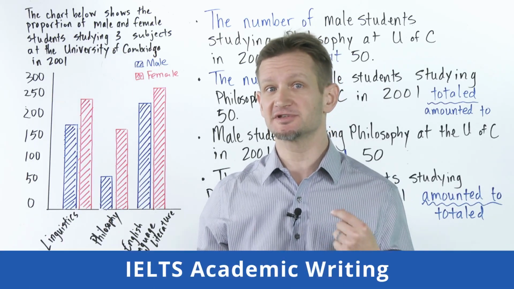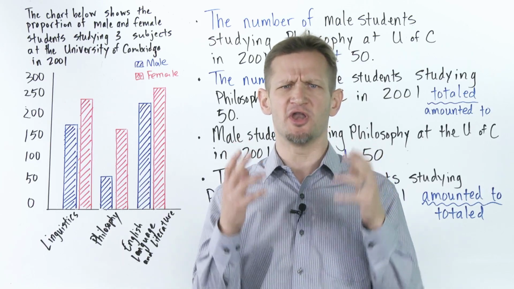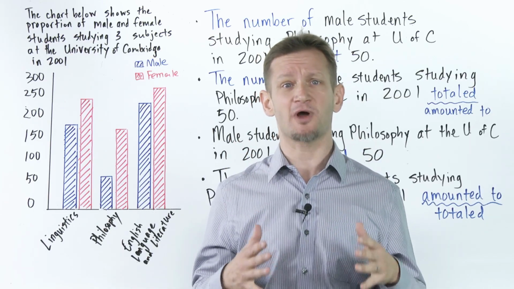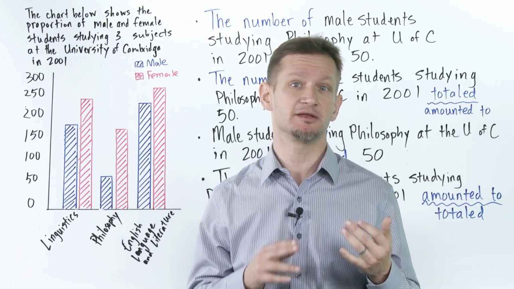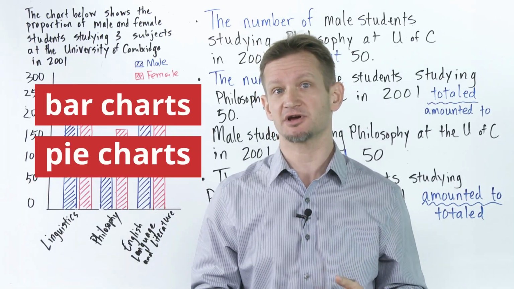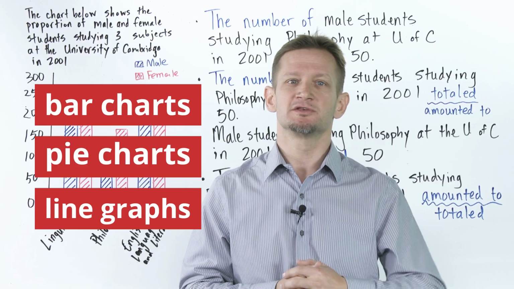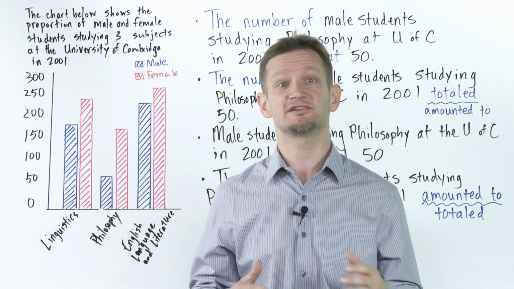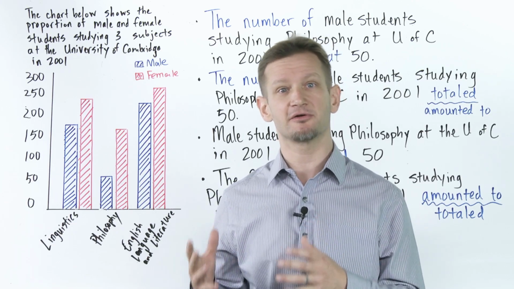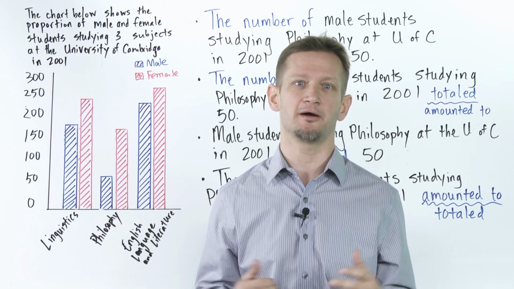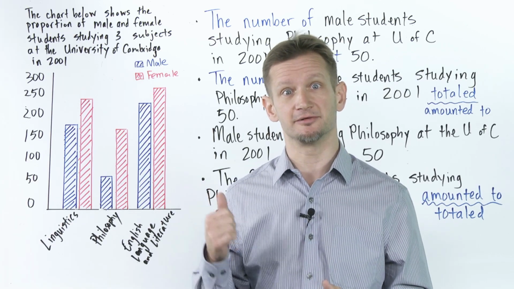In this first video today, we're going to talk about how to talk about numbers. In Academic Writing Task 1, you're going to have to interpret data that you're going to see in bar charts, pie charts, line graphs. So we're going to give you today some different ways that you can talk about numbers and percentages so that you can vary your vocabulary and score higher. Okay, so let's get started.